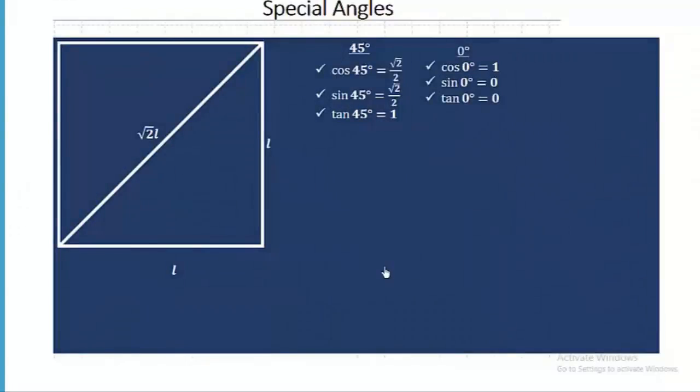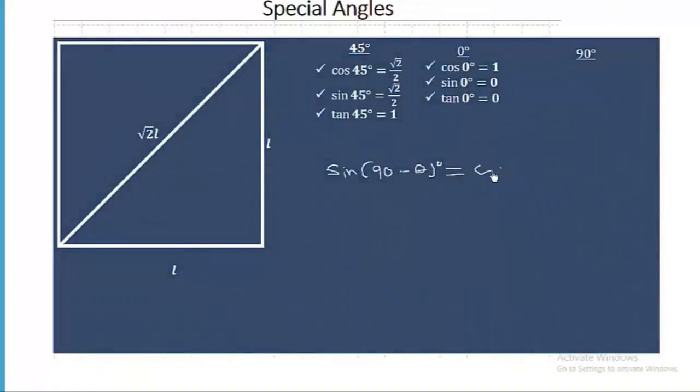Now the 90 degrees angle. For the 90 degree angle, we have to use the relation sin 90 minus theta degrees. Sin 90 minus theta degrees is equal to cos theta degrees.